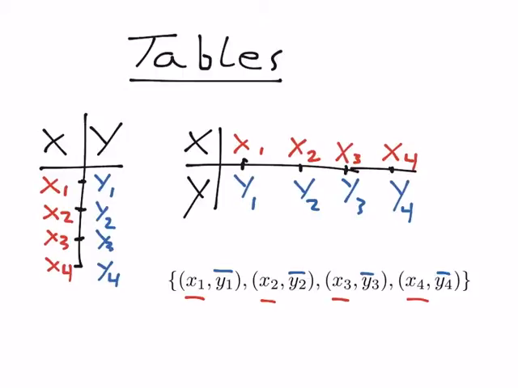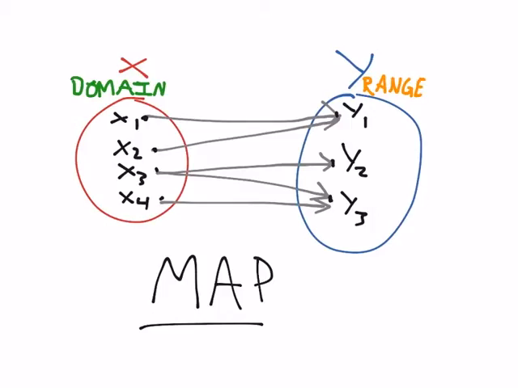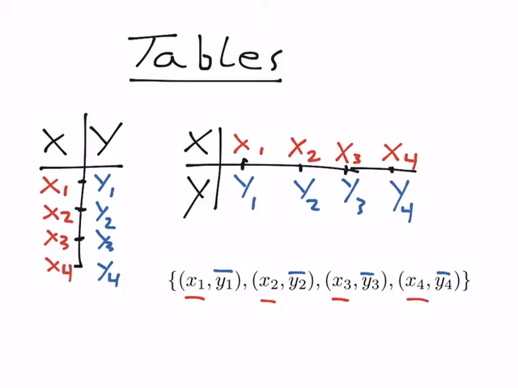Remember that a table, unlike how it is for a map, you have to have the same number on the left as you do on the right. So here we have 4 on the left and 4 on the right, 4 on the bottom, 4 on the top. It has to be the same because there has to be a corresponding y value for every x value and vice versa.